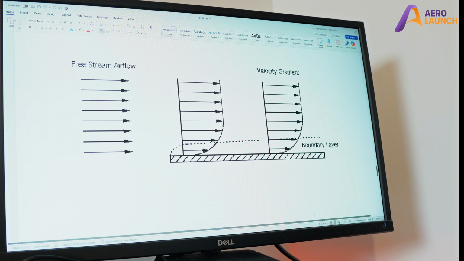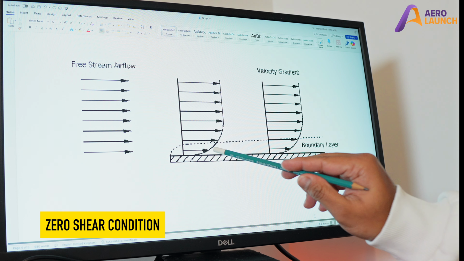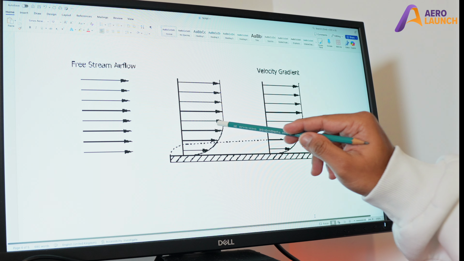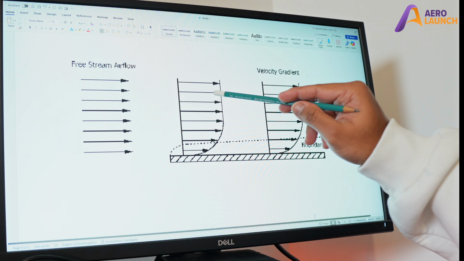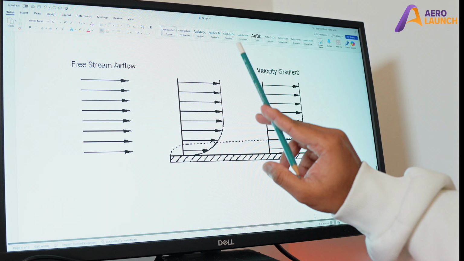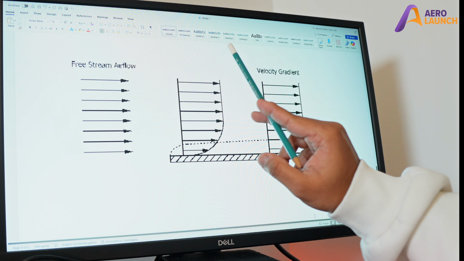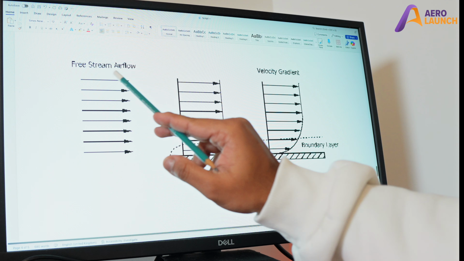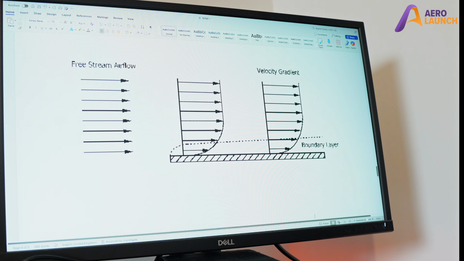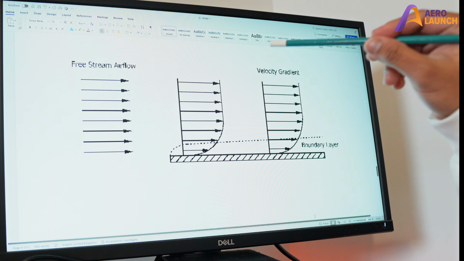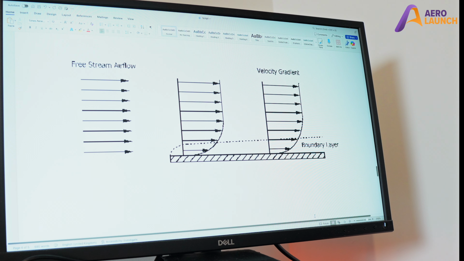And the next one is 0 shear condition. Between different layers there are different velocities, and the one at the outermost layer will have a velocity similar to the free stream condition. Why? There's less friction, so that one we call 0 shear condition. Okay, now let's look at the question so you will understand it a bit better.